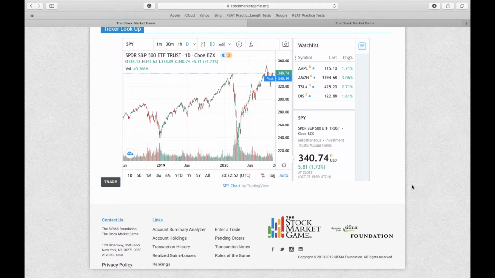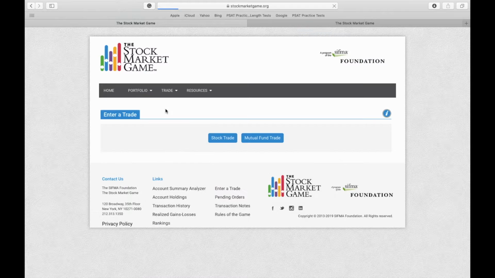So the first thing you have to do is go to the account summary analyzer page, scroll to the bottom, and there's a list of links here. And then you can just click on enter a trade, which is right next to the account summary analyzer link. And then you can either choose to enter a stock trade or a mutual fund trade. I'm going to first demonstrate how to do the stock trade, then we'll look into mutual fund trading.